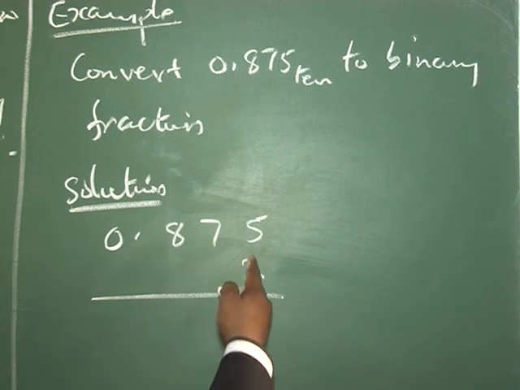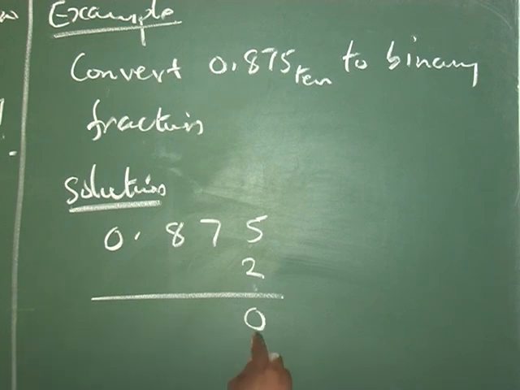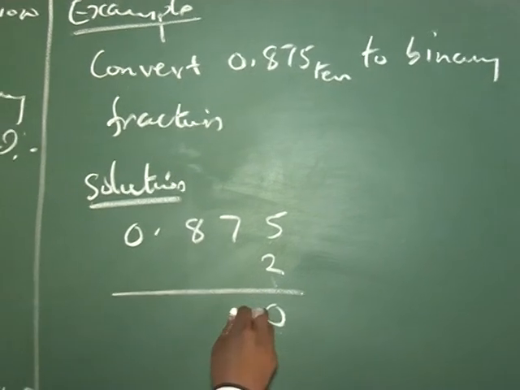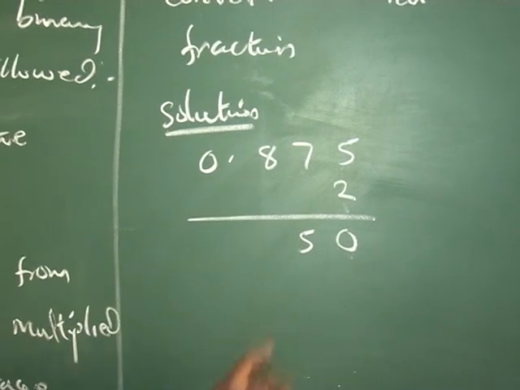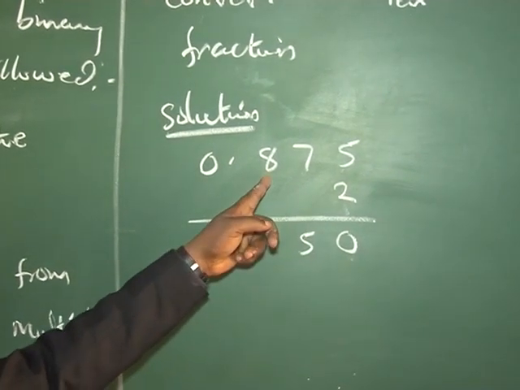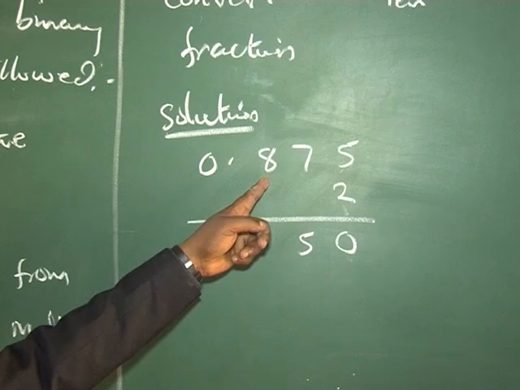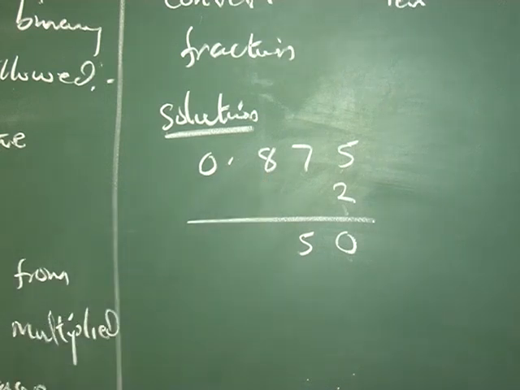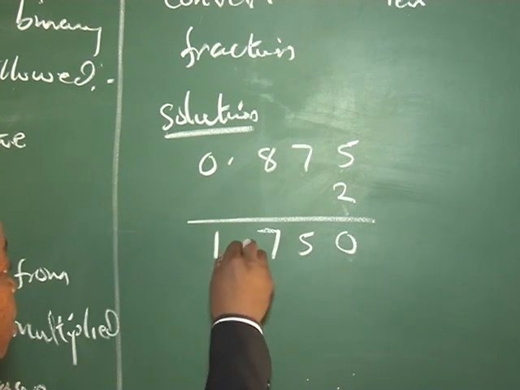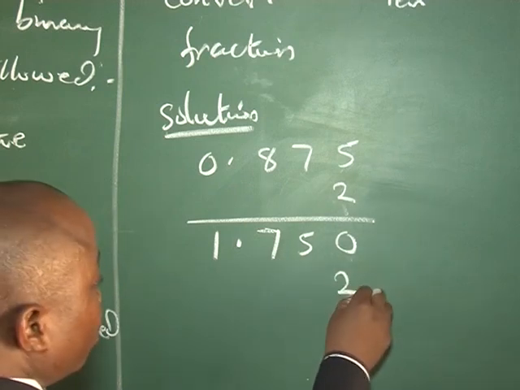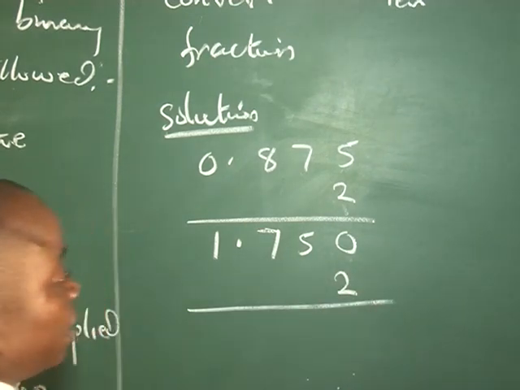So 2 times 5 gives us 10. So we put 0, carry 1. 2 times 7 is 14 plus 1, we have 15. Okay, 5, carry 1. Then 2 times 8 is 16 plus 1, 17. So this is 17. Now, reaching this stage, we are going to also multiply it as the second stage.